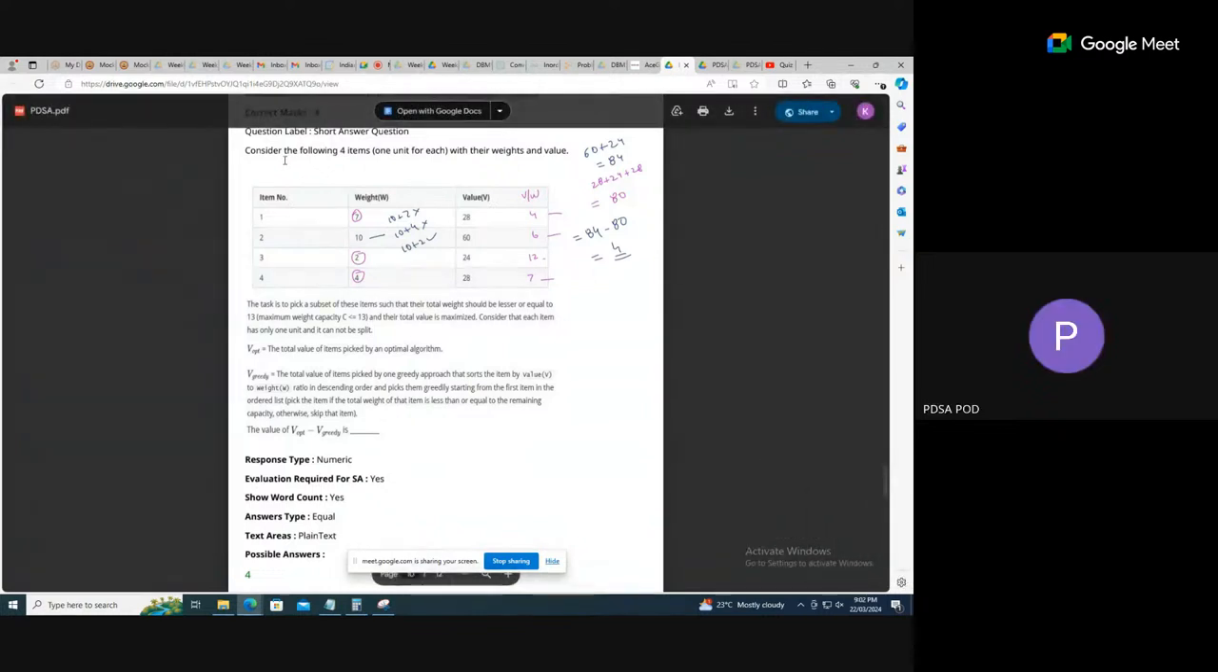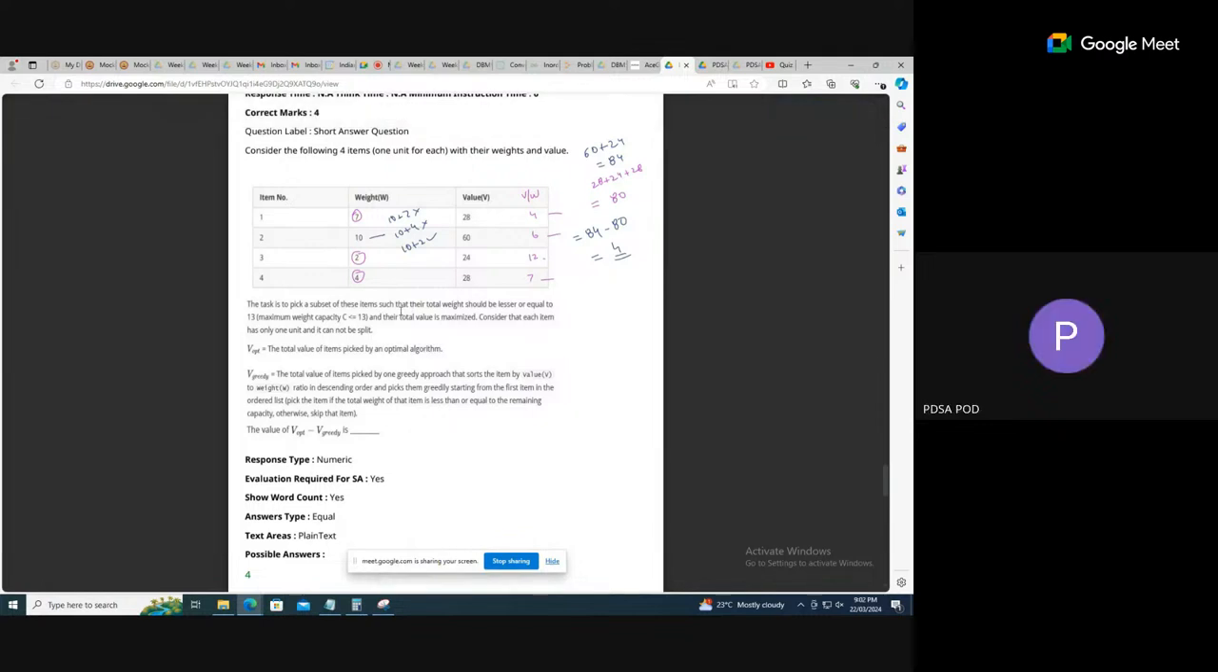Yeah, this is the question. Weights are given. Consider each of them with the subset of it. If you can discuss the approach, that is also okay for me. So there are four items, each with a weight and value. The task is to pick a subset of these items such that their total weight is less than or equal to 13, the maximum capacity of the bag, and the total value is maximized. Each item has only one unit and cannot be split. So the total value of the items picked is the optimal solution.